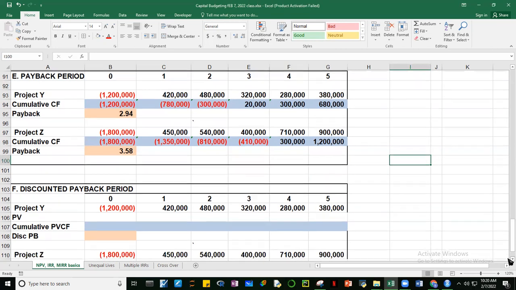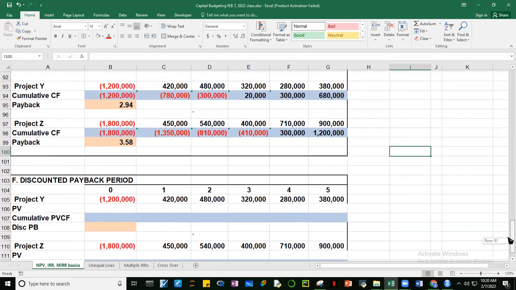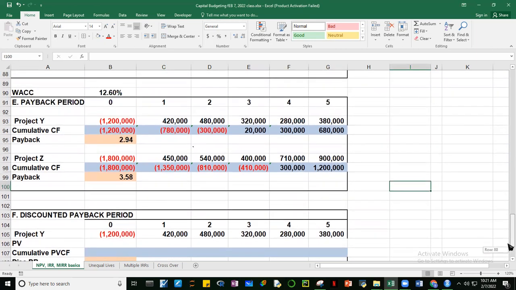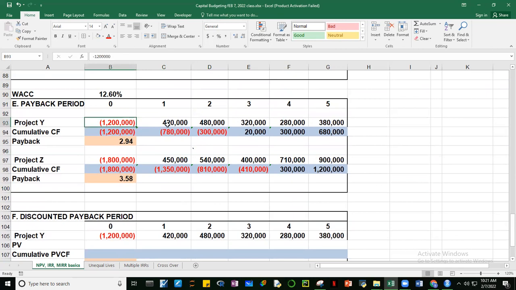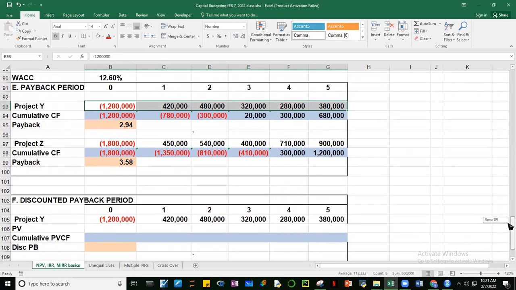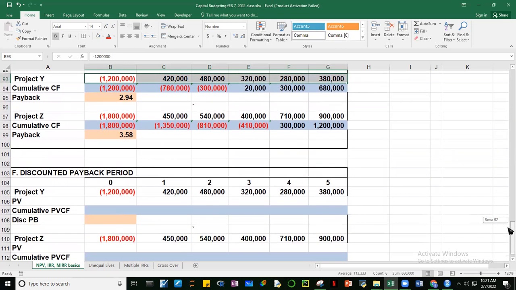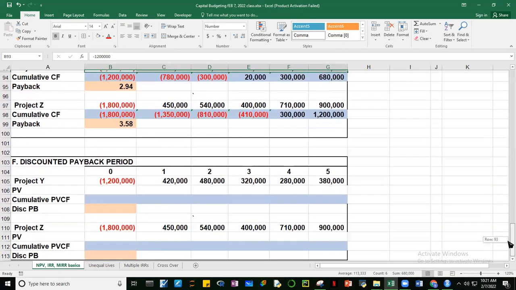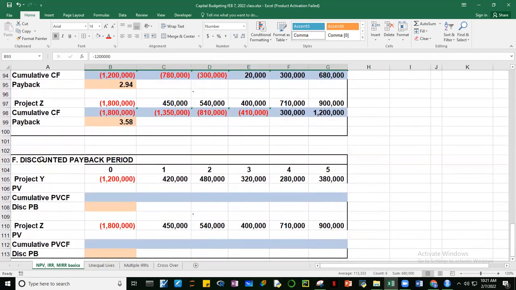All right, lastly, guys, on discounted payback. The discounted payback is quote-unquote better than the payback period. Kasi ang weakness ng payback period, you're considering the original cash flows, you're adding them, and it violates the time value of money principle kasi ina-add natin yung mga cash flows that belong to different time frames. Ang discounted payback period naman, as the name suggests, discounted cash flows ang ginagamit.